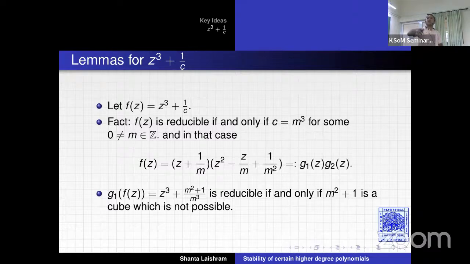We start with m, c is g^3 plus 1 over c, and it is easy to see that this is reducible if and only if c is a cube for some m. In that case, it has a factorization (g plus 1 over m) times (g^2 minus gm plus 1 over m^2), which equals g1 g2. So g1 is g plus 1 over m, and g2 is g^2 minus gm plus 1 over m^2.